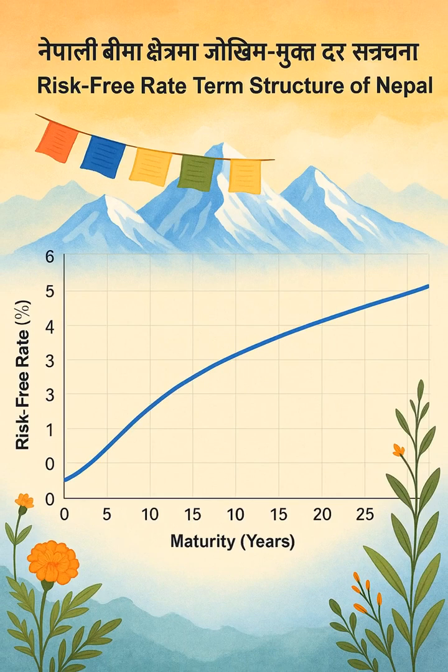And the last step, step 5. Step 5 is simply the ongoing public disclosure. The NIA commits to publishing these calculated Nepali risk-free rates every quarter following the Nepali calendar. Okay, that maps out the updated rate calculation clearly.